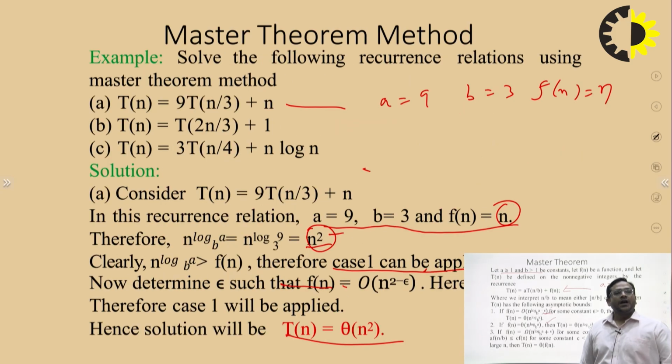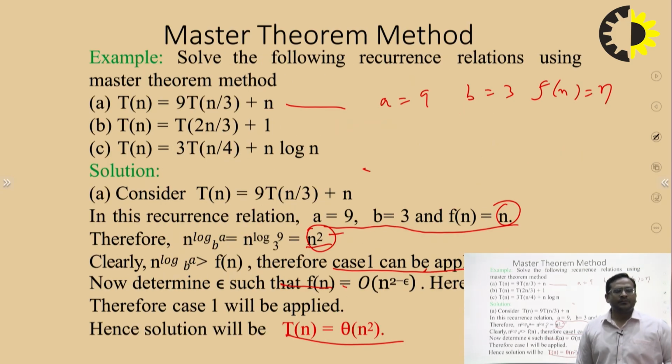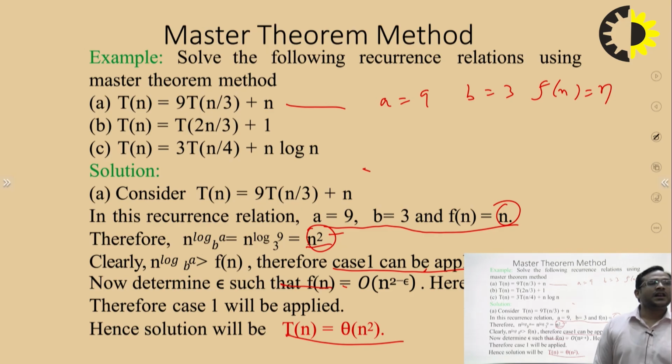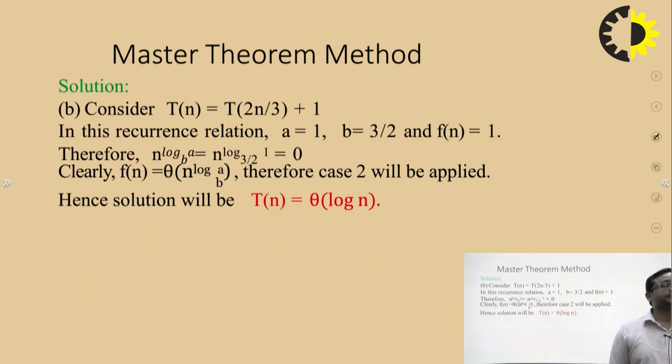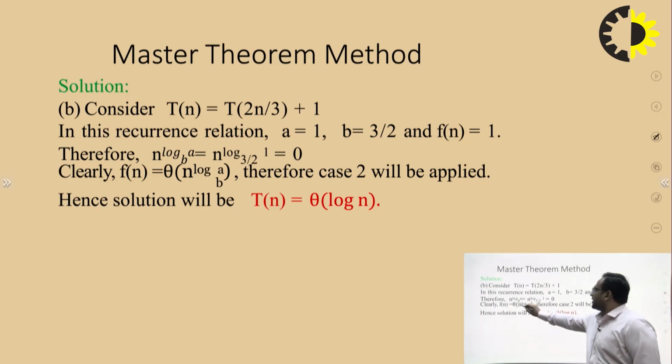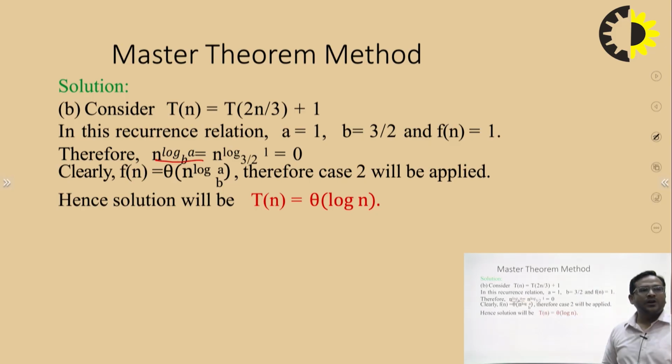Okay, we already checked one example with case number 1. Let me go to case number 2. T(n) = T(2n/3) + 1. What is the value of a? a is 1, so the condition is true, as a must be greater than or equal to 1. b is 3/2, which must be greater than 1, and it is, since it is basically 1.5. And f(n) is equal to 1. If I calculate n^(log base b of a) here, you can see.